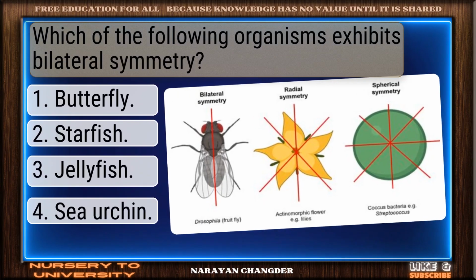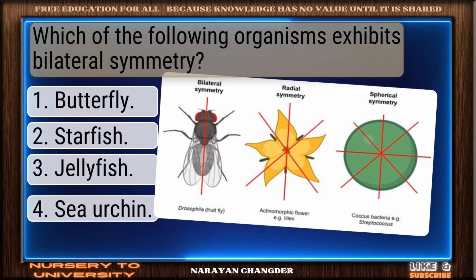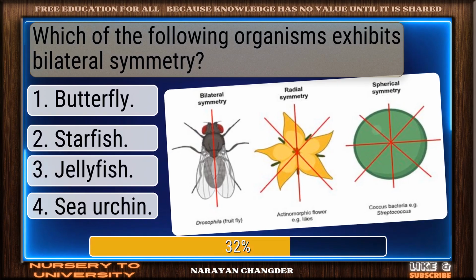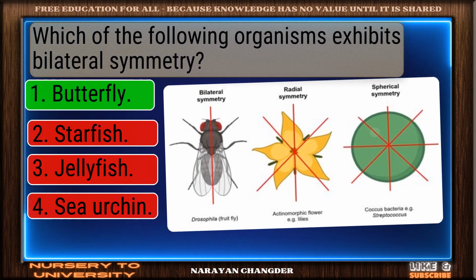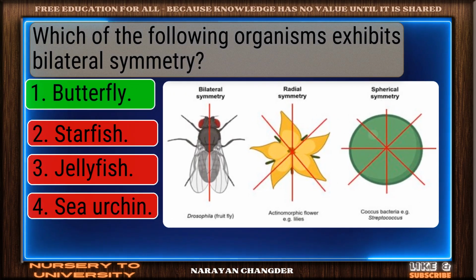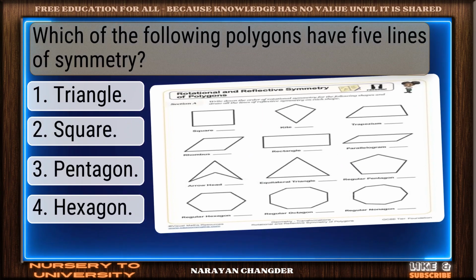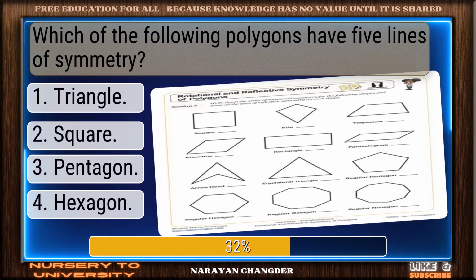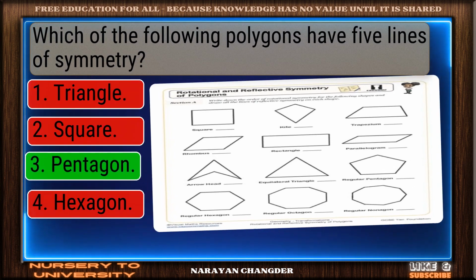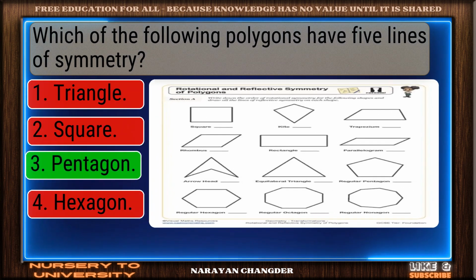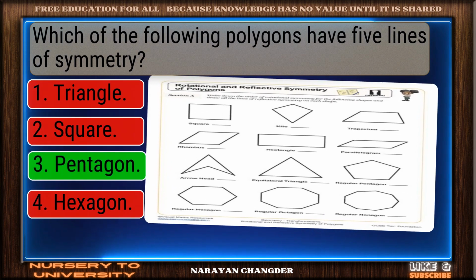Which of the following organisms exhibits bilateral symmetry? Sharp thinking. Butterfly is the right choice. Which of the following polygons have 5 lines of symmetry? Great thinking. Pentagon is the right choice.